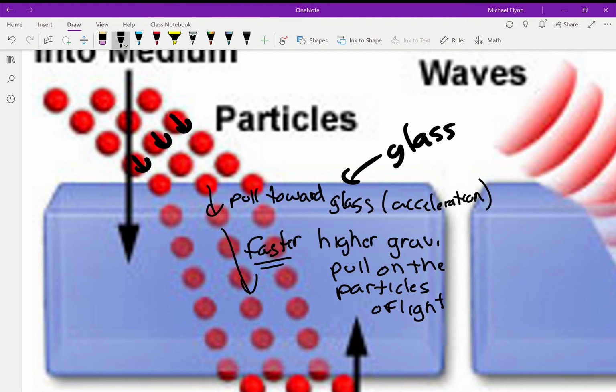And then once they enter the glass, they're moving faster, but they don't continue to accelerate, because once they're under the glass, they're surrounded by glass particles, and the gravitational pull balances out in all directions. So now it travels at a constant speed in the glass, but faster. That's the key. Faster in the glass.